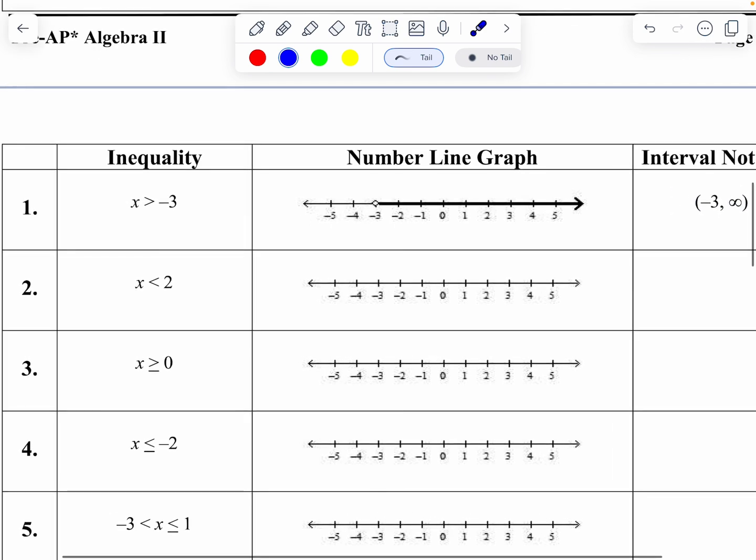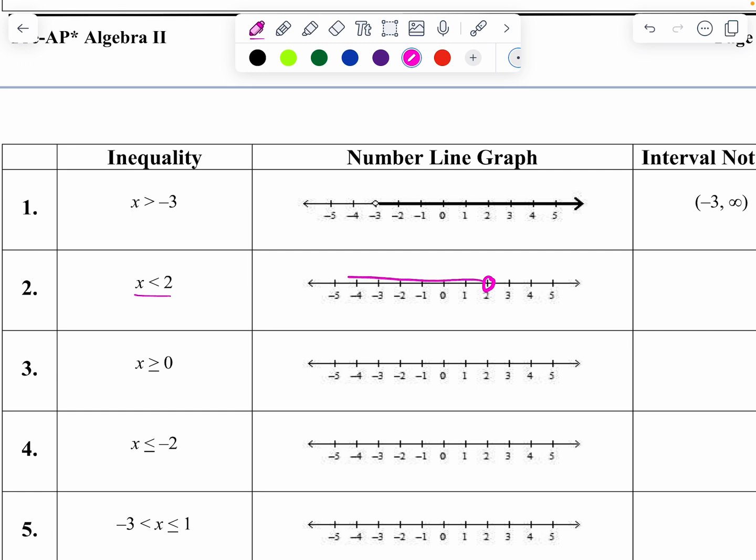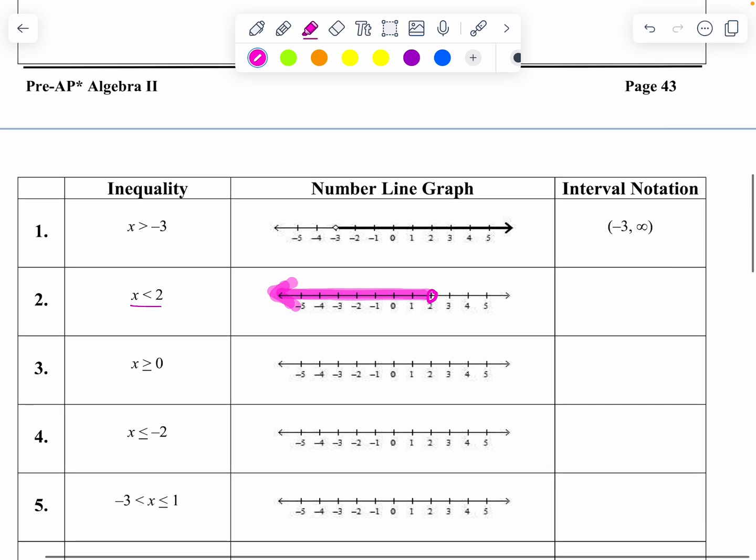All right, for x is less than 2. Okay, so I'm going to put an open dot on 2. Let's actually use a pen, that would be helpful, because it can't be equal to 2. And then x is less than 2. It's got to be to the left. So I like to use my highlighter on this, so that's what I'm going to do here, just so I can see it easier. So that is all the numbers that x can be.